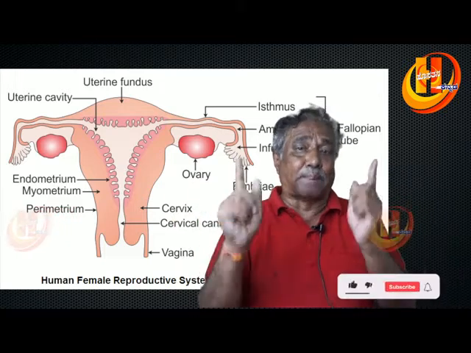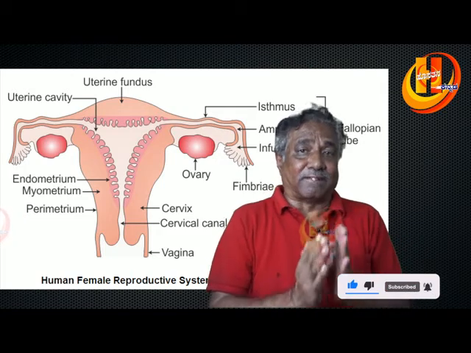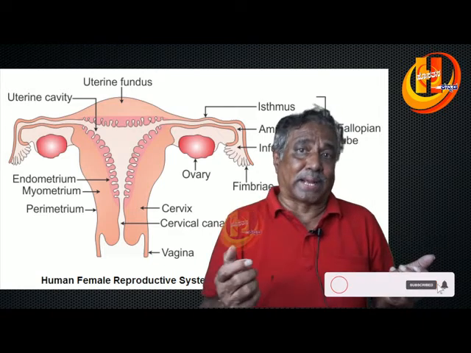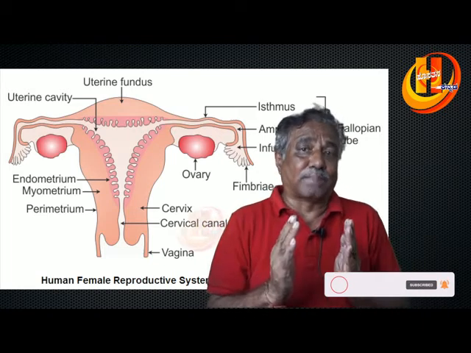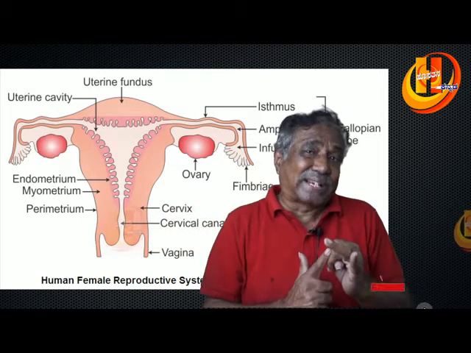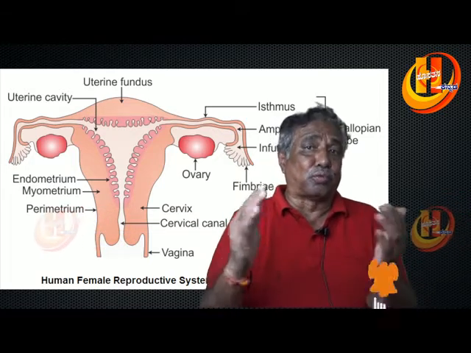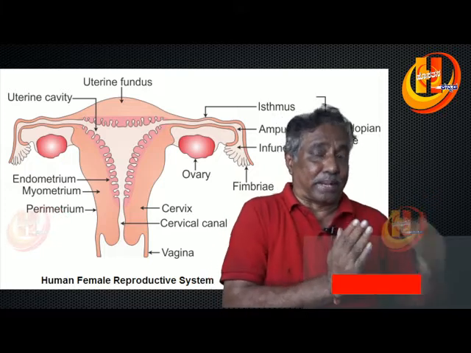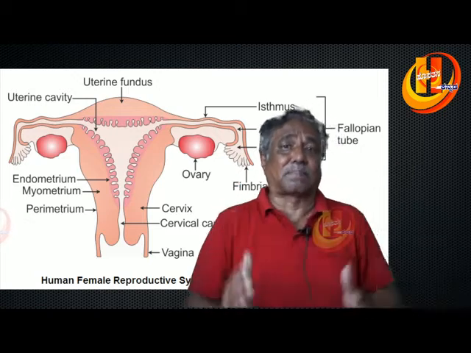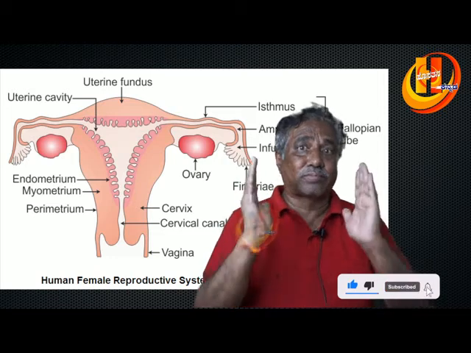oviducal funnel, ampullae, isthmus, perimetrium, endometrium, myometrium, vagina, and then labia majora, labia minora, two folds of labia minora surrounding the vagina, and there is the hymen, cervix, and clitoris at the upper junction of the two folds of labia minora. So this is the mons pubis, and these are the various parts associated with the female reproductive system.